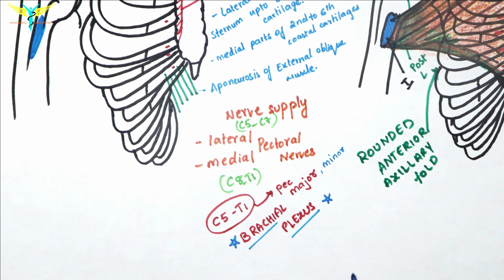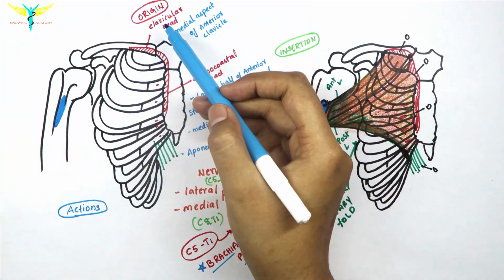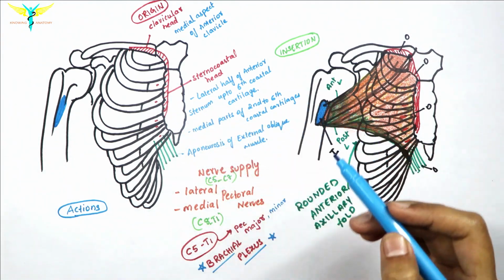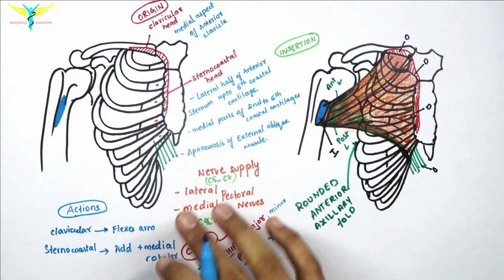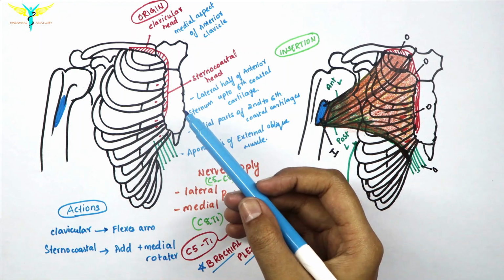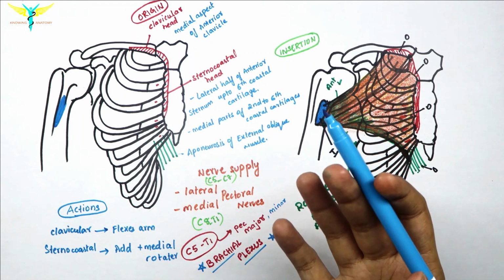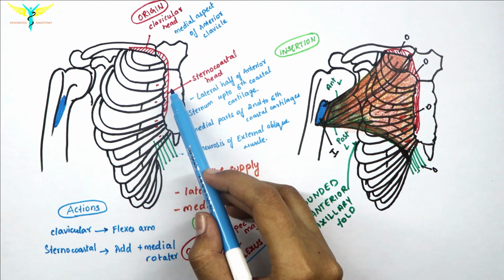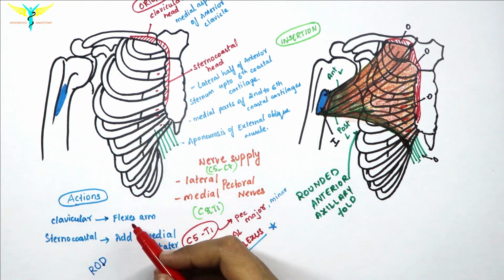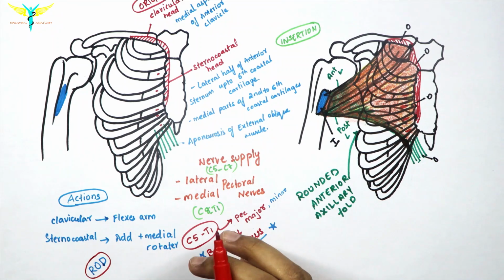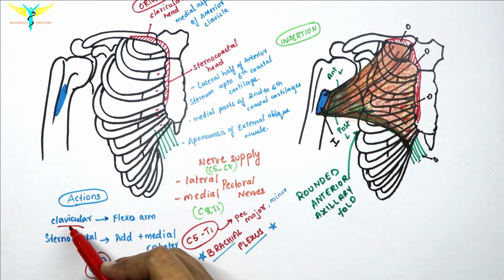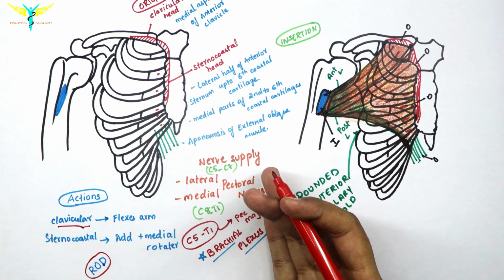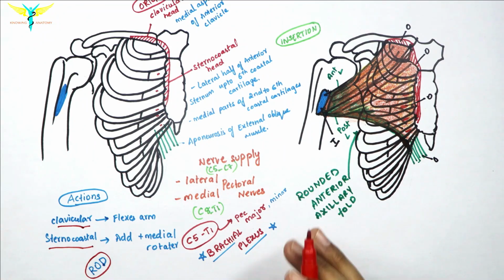And coming to the actions of this muscle, the clavicular head flexes the arm, whereas the sternocostal head adducts and medially rotates the arm. You can remember, as while lifting a heavy rod, the clavicular head becomes prominent, and while attempting to depress the rod, the sternocostal head becomes prominent. You can remember the actions as: by attempting to lift a heavy rod, the clavicular head is prominent, and while attempting to depress the heavy rod, the sternocostal head becomes prominent.